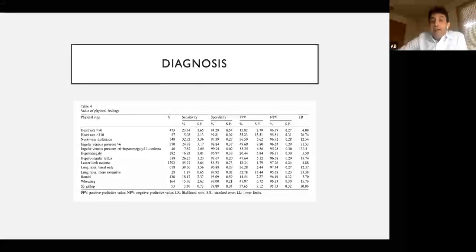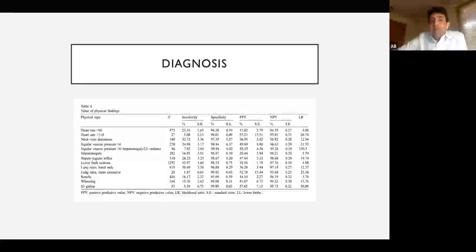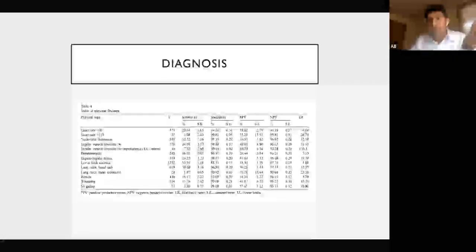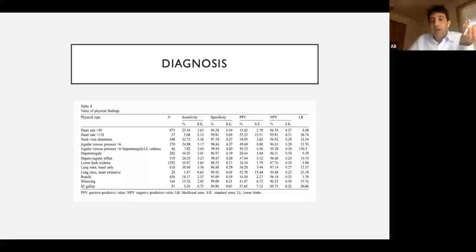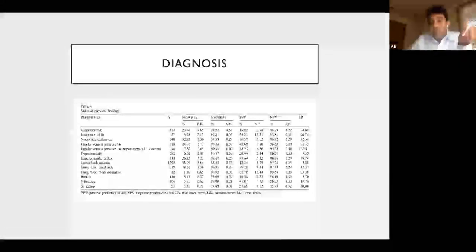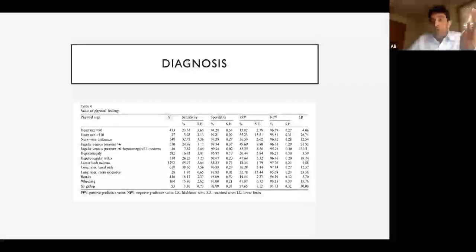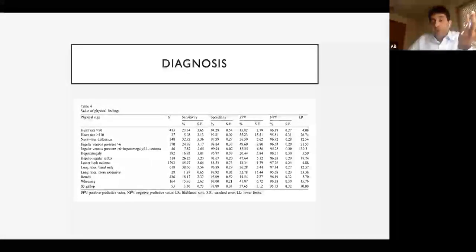But anyway, the value of physical findings. There are many physical findings, but no single one of them will show you. You just need a combination. The strongest positive predictive value, from this graph, is in somebody with jugular venous distension, hepatomegaly, and lower extremity edema. If you have these three, the positive predictive value that they have heart failure is 85%, which is very high.